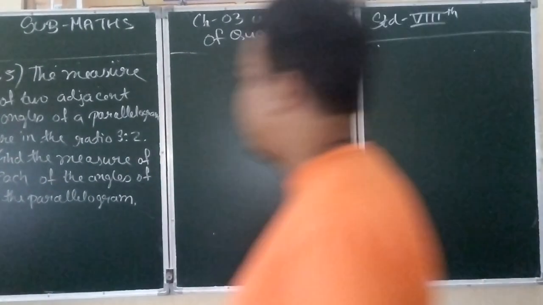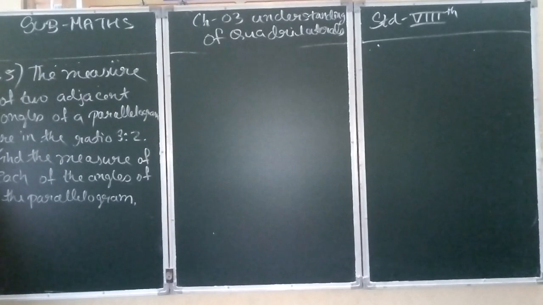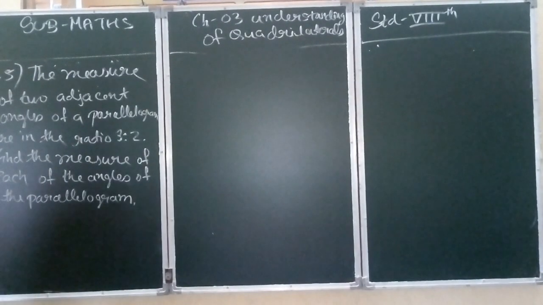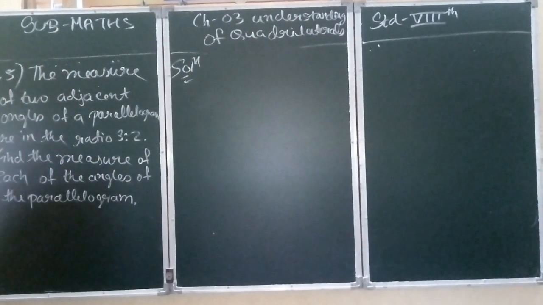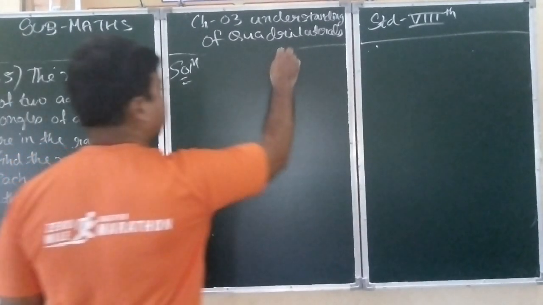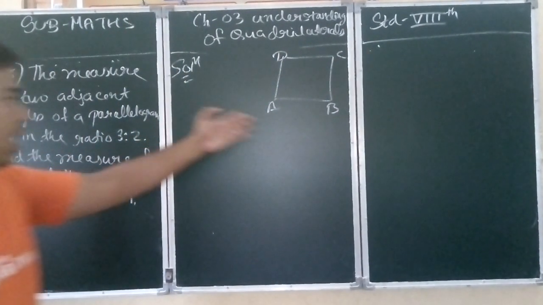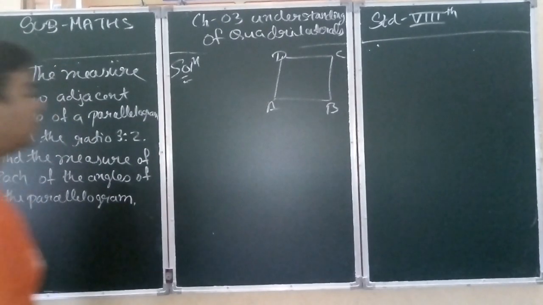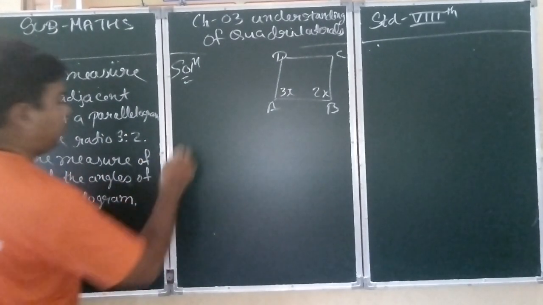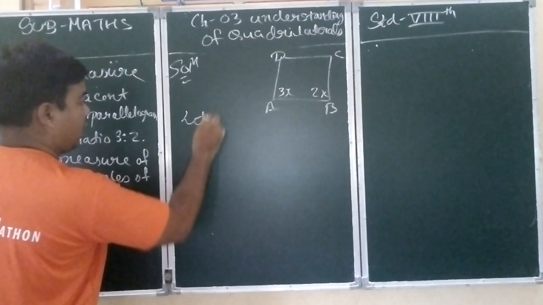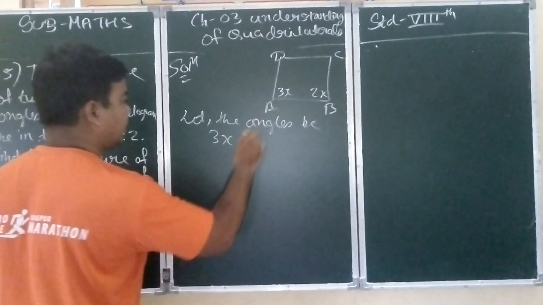Yes, class. The next question is, if the measure of two adjacent angles of a parallelogram are in the ratio 3:2, find the measure of each of the angles of the parallelogram. Two adjacent angles are given in ratio. Draw one parallelogram, name it A, B, C, D. Any two adjacent angles, AB or AD, you write the ratio as 3x and 2x. So let the angles be 3x and 2x.